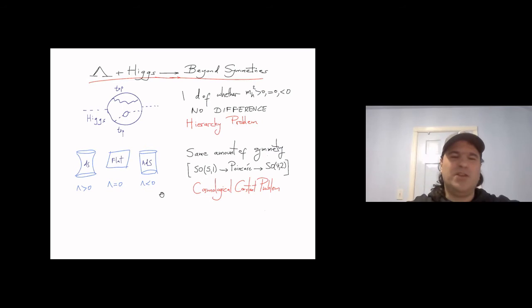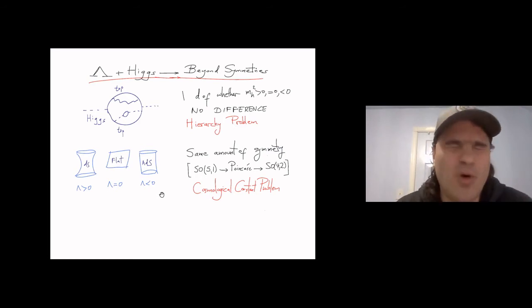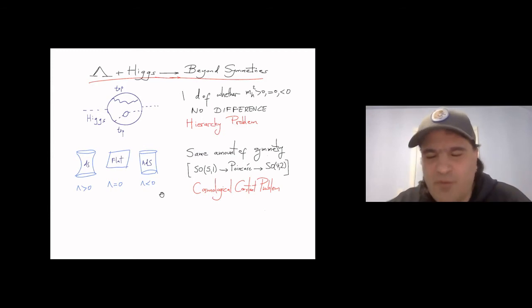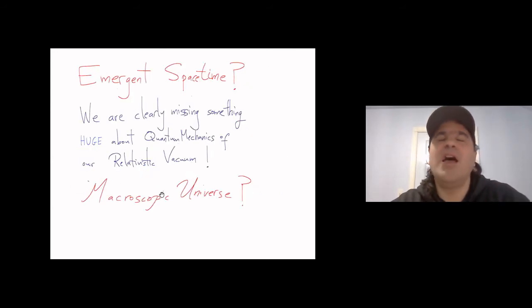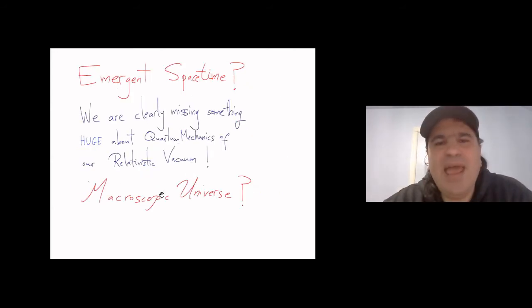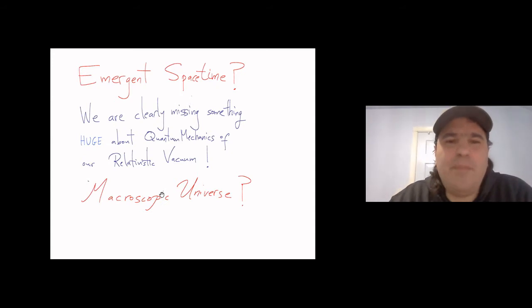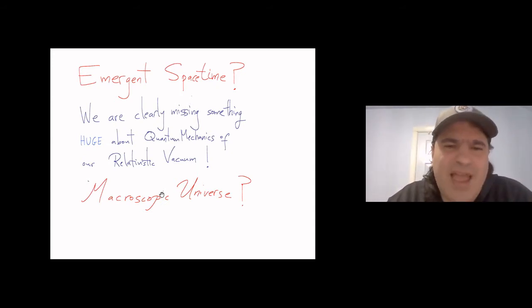If the cosmological constant was huge, the world would be curled up to tiny size. If the Higgs mass squared was enormous, we would all collapse into black holes. There would be no macroscopic structure. The reason for macroscopic structure is somehow tied up with a need to go beyond the paradigms of space-time symmetries. And both of these large questions, of the emergence of space-time and the existence of a macroscopic universe, are indicating that we're missing something huge about the quantum mechanics of our relativistic vacuum.